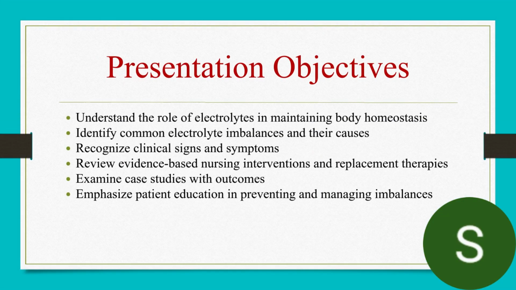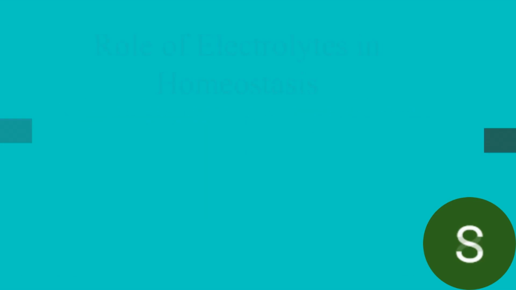Presentation objectives. Identify the role of electrolytes in maintaining body homeostasis. Identify common electrolyte imbalances and their causes. Recognize clinical signs and symptoms. Review evidence-based nursing interventions and replacement therapies. Examine case studies with outcomes. Emphasize patient education in preventing and managing imbalances.